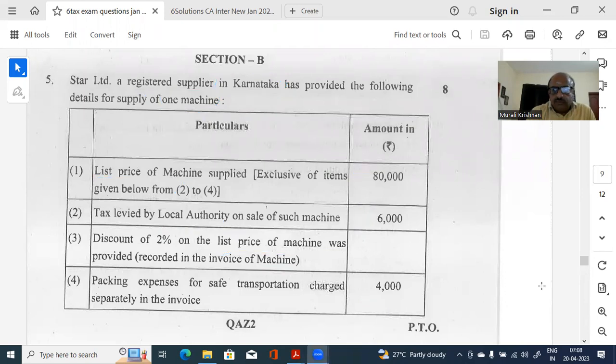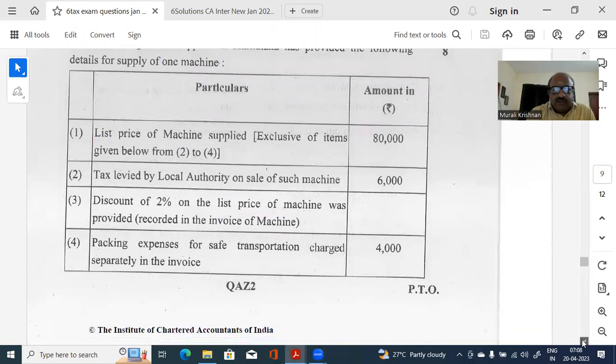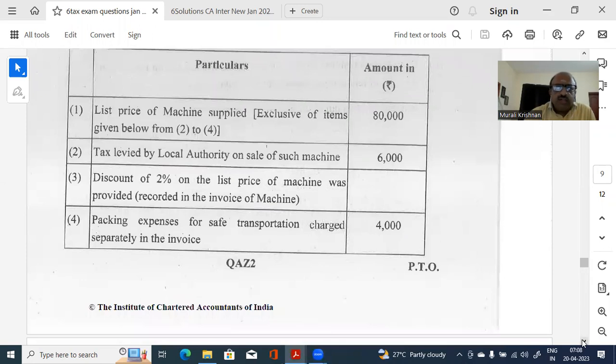Now, because it is important to understand why these things are coming, what is to be included in the value, what is to be eliminated from the value, you have to be very clear about it.